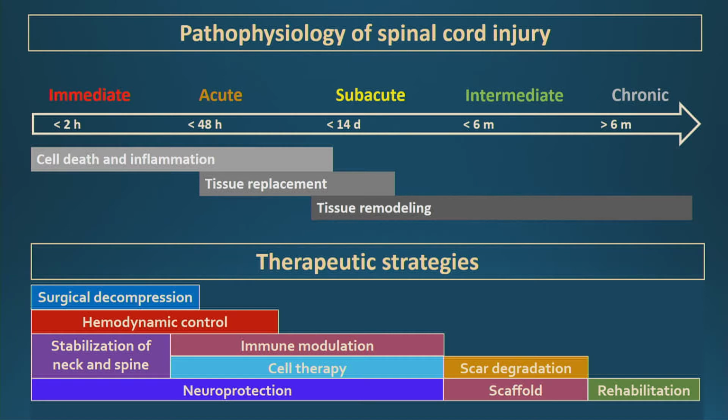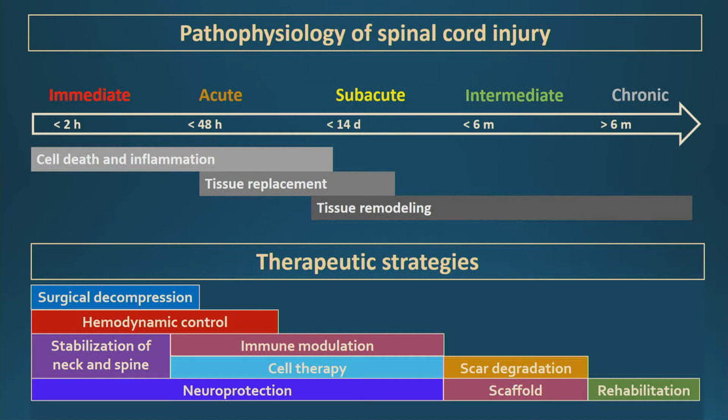I have here on the bottom part of my slide some of the suggested therapies for each of these phases. Of course, after injury, immediately in the clinics, hemodynamic control, so maintaining the arterial pressure, is essential, stabilizing the neck and the spine, and also decompressing the cord with surgery techniques is essential to stop the progression of the injury or try to prevent further loss of function.